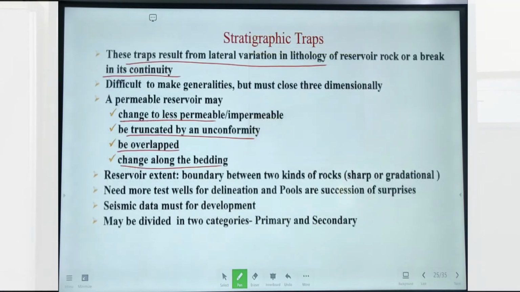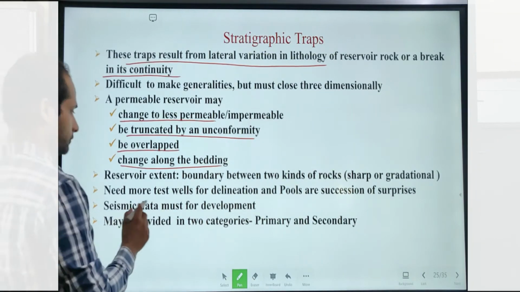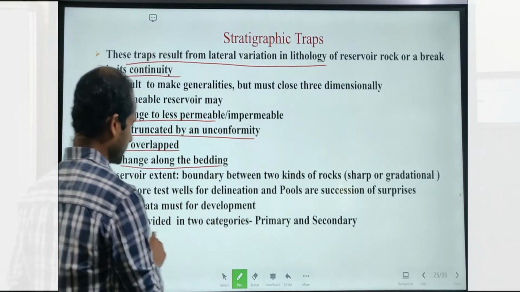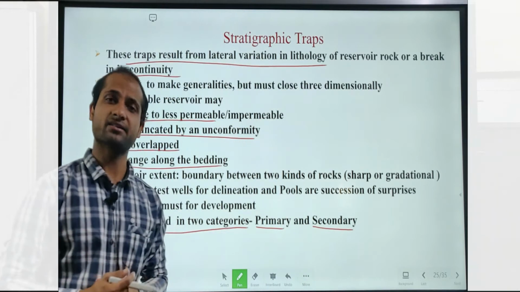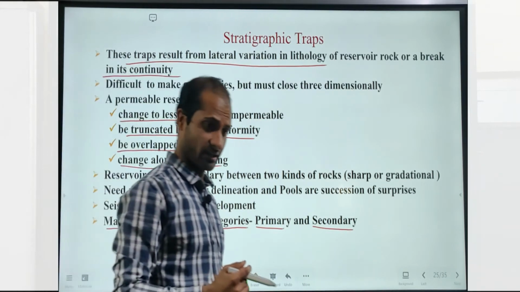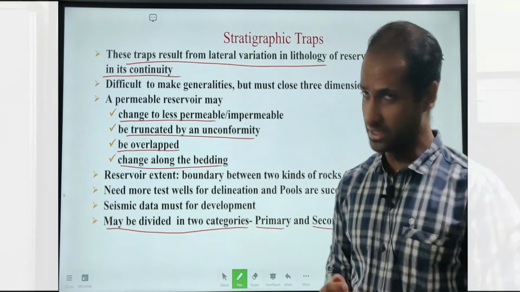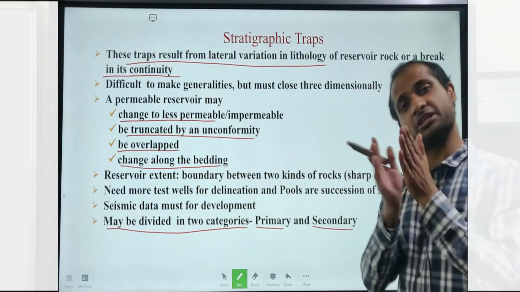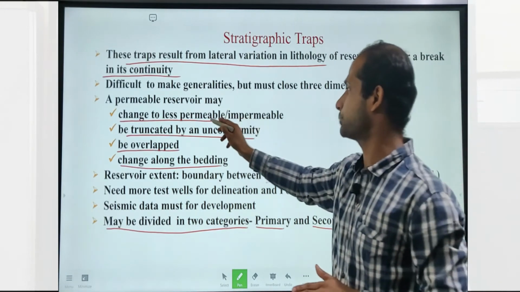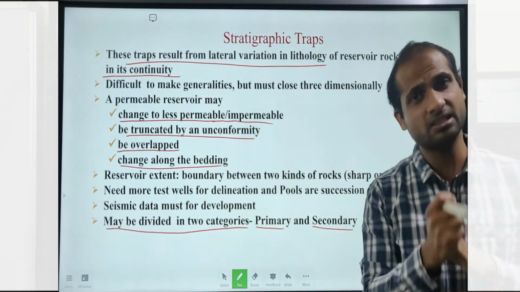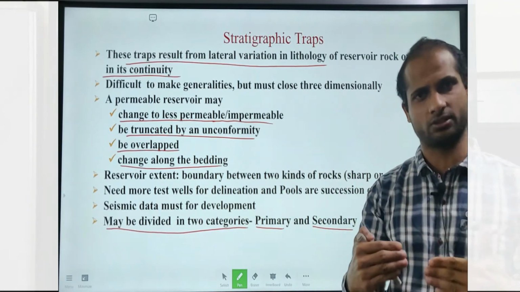Before that, what we need to discuss is that we can divide these stratigraphic traps into two categories, primary and secondary. Primary stratigraphic traps are syndepositional in nature. That means the lithological variation, or permeability and porosity contrast, is caused during deposition.